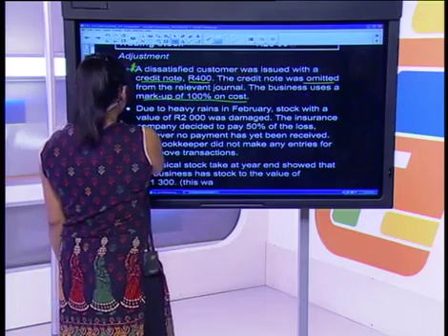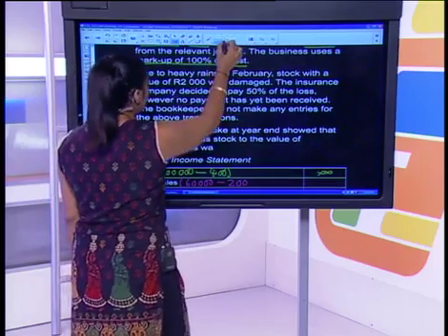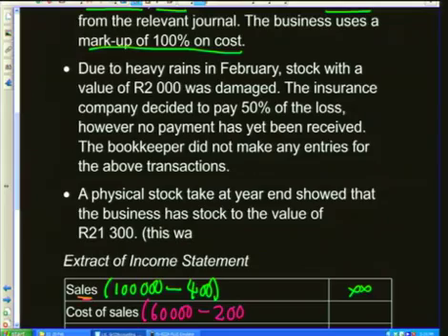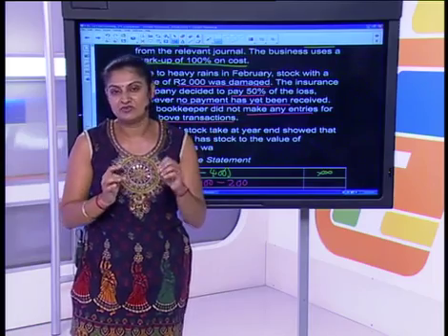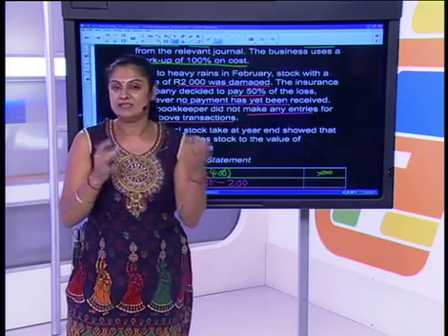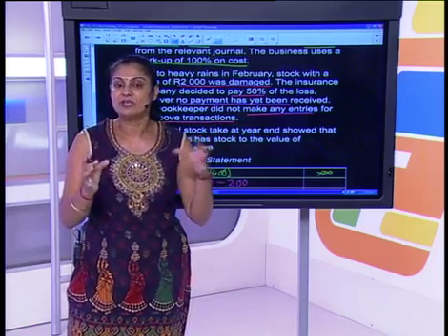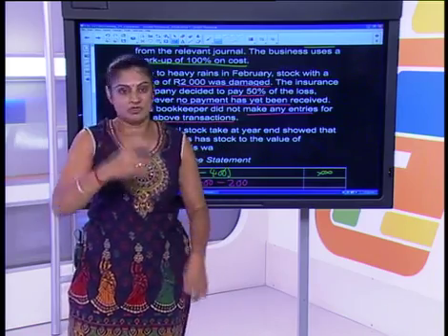Okay. Right, guys, let's now look at the next adjustment given to us. Due to heavy rains in February, stock with a value of 2,000 Rand was damaged. The insurance company decided to pay 50% of the loss. However, no payment has yet been received. And then they go on to tell us the bookkeeper did not make any entries for the above transactions. Okay. Right, guys, please remember, whenever you get any adjustment, make sure you understand what is happening in the adjustment itself before you attempt completing the income statement or the balance sheet.